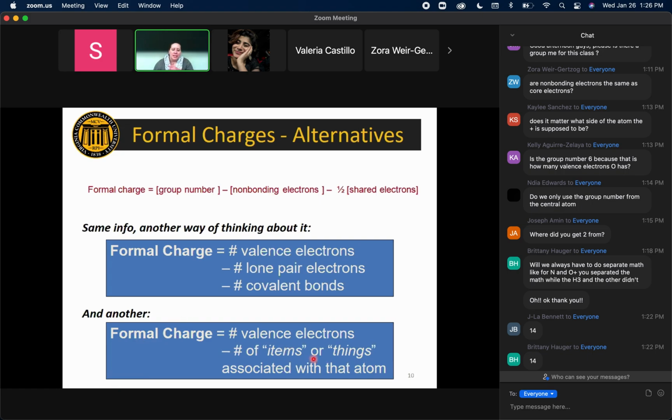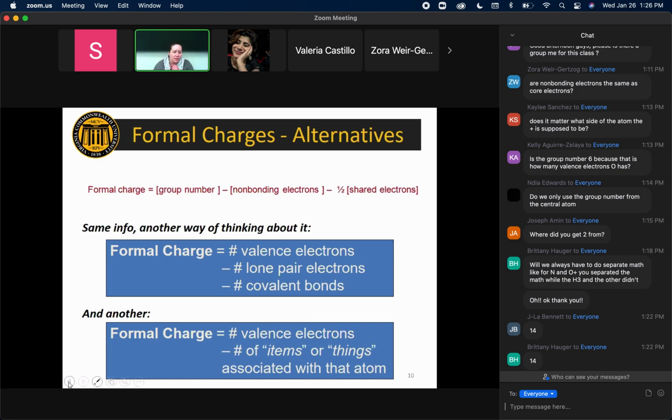What I mean is that each electron in a lone pair counts as its own thing, because the way we draw them in a Lewis structure is each as one dot. And then as long as you are drawing your Lewis structures with lines for bonds, which everyone should be doing by now, each line counts as a thing or an item.